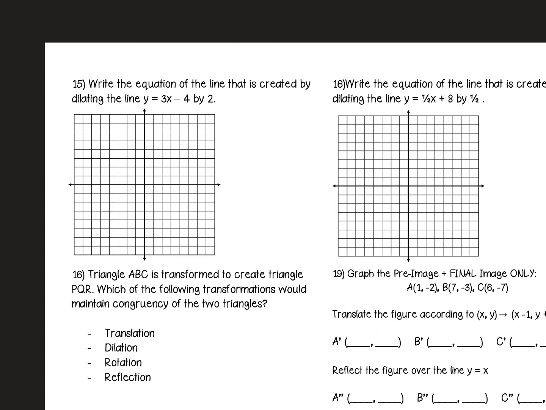Number 15 is dilating a line. You want to start by graphing your original line. We graph a line by starting with the y-intercept, which is this number that's on the end that's not with x. So I'm going to go down 4, and then I'm going to use my slope, which is 3. I'm going to go up 3, right 1, up 3, right 1, and then I'm going to make a line.